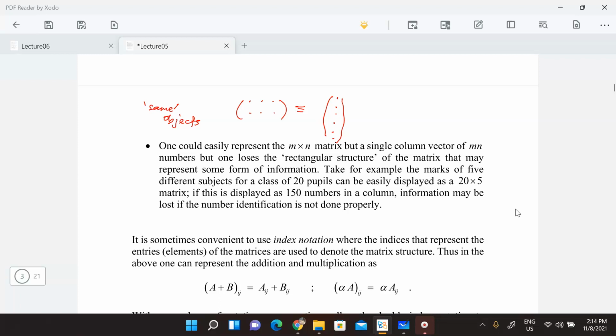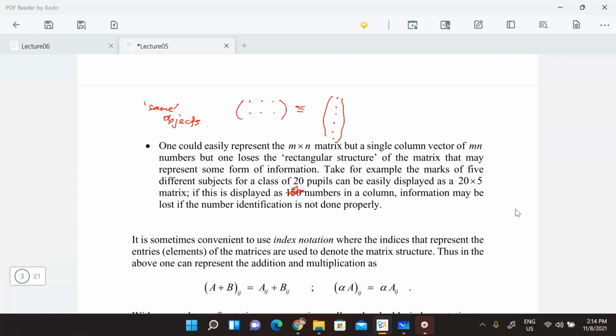So one can think of, say, the marks of 5 different subjects for a class of 20 people. I can write that as a 20 by 5 matrix. But this should be 100 rather than 150. If I start to write the 100 entries of this 20 by 5 matrix as a single column, then unless you specify which one corresponds to which subject, you might lose information that way.